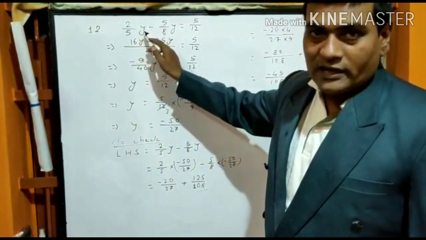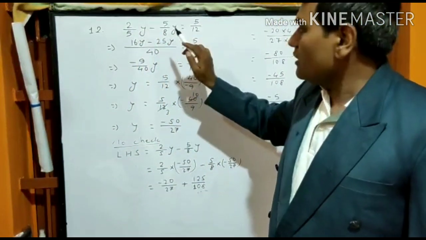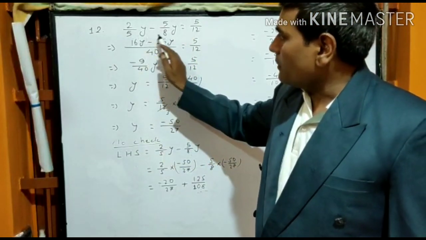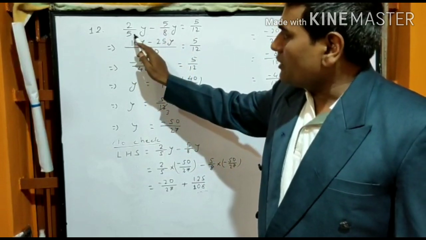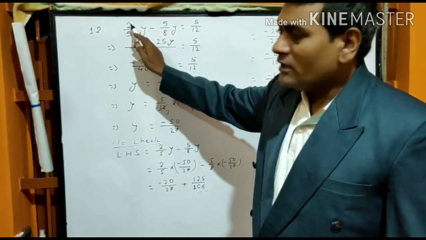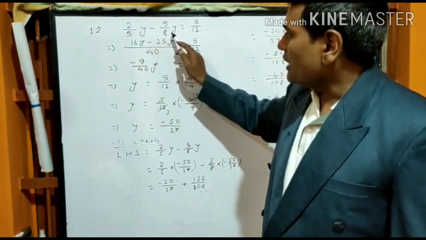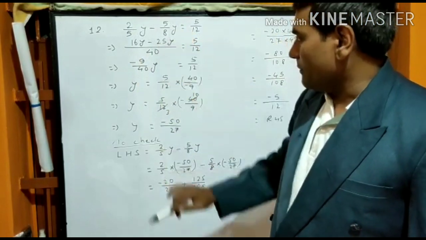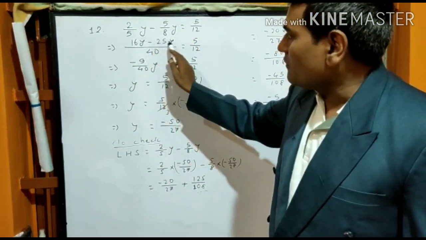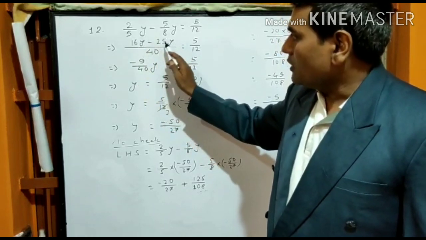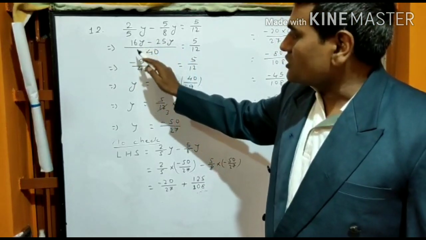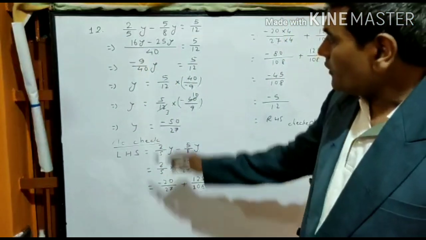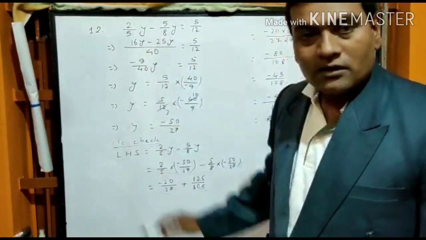Question number 12. 2 by 5y minus 5 by 8y equals 5 by 12. Take LCM of 5 and 8. It is 40. 5 is multiplied by 8, 2 is multiplied by 8. 2 8s are 16. 8 is multiplied by 5, 5 is multiplied by 5, 25. Now 16y minus 25y. Positive and negative, so there will be subtraction. 25 minus 16 is 9. Sign of bigger number, minus.